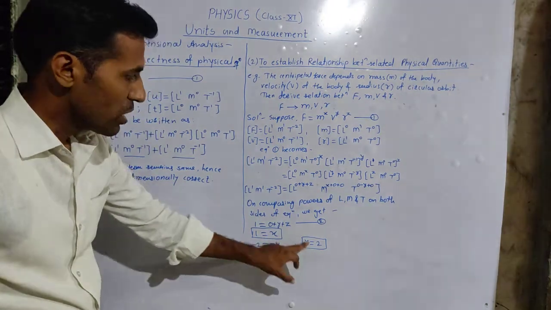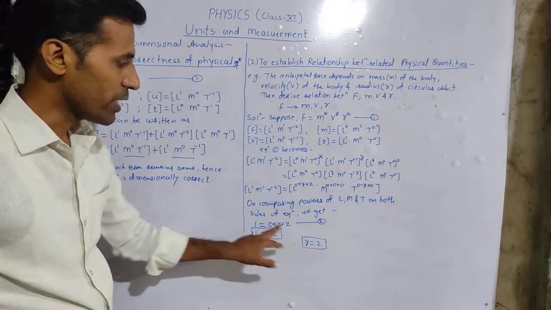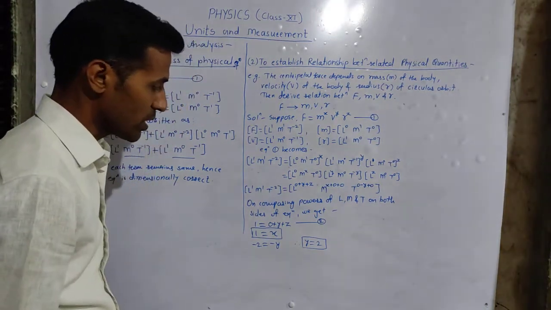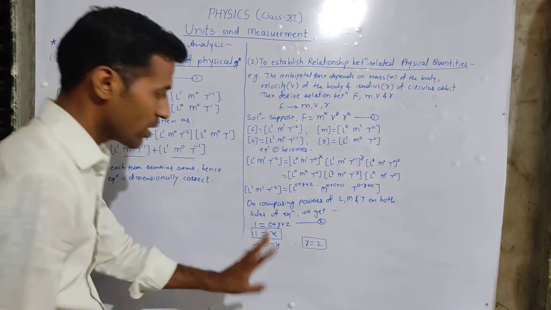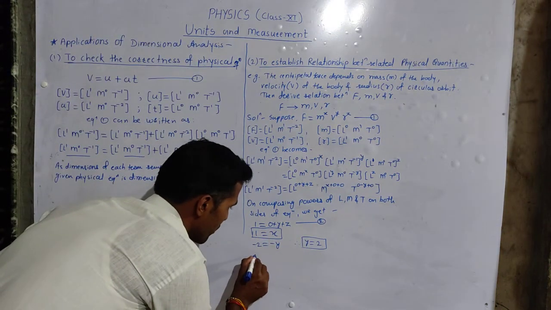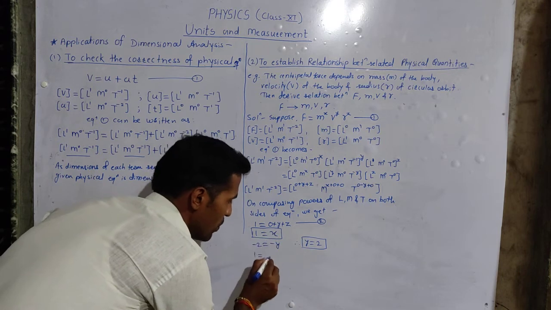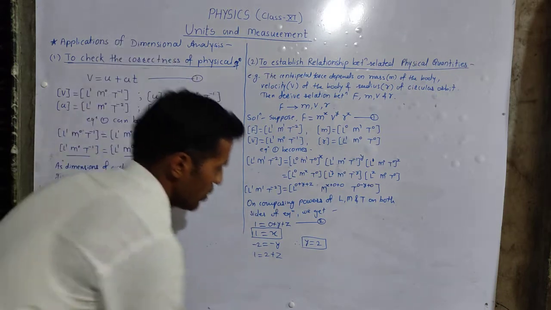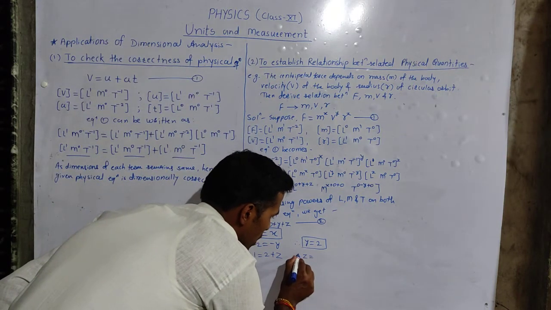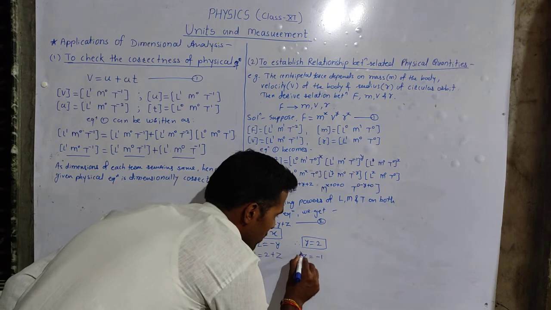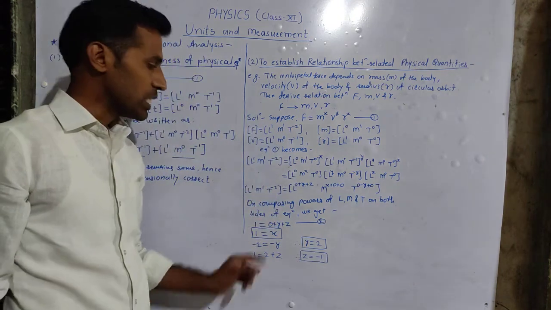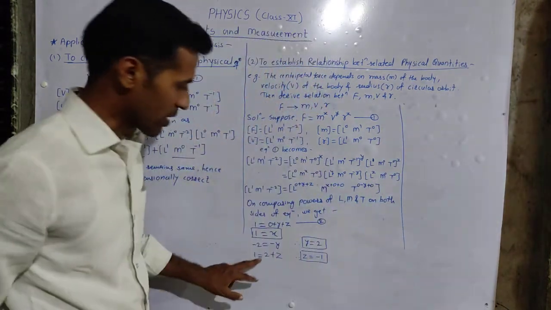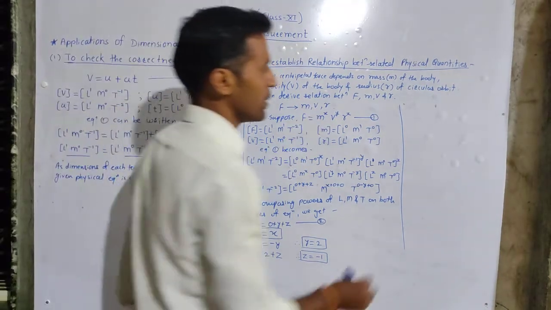Let's substitute Y into equation number 2. If we substitute Y in equation 2, then equation 2 becomes 1 is equal to Y, which means 2, plus Z. So here we get Z is equal to minus 1. Okay, in this way we get the values of X, Y and Z. Now finally let's write all the values in equation number 1.